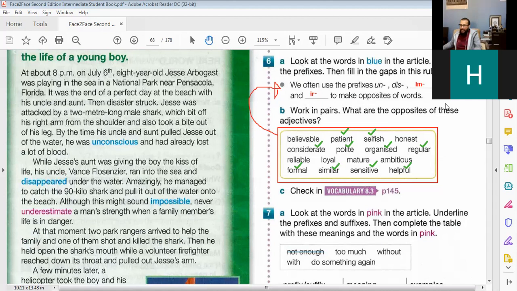Honest. Dishonest. Correct. Yeah, you're right. Dishonest is yes. We only have reliable. Three left. Yeah, reliable. What's the opposite? Unreliable. Not quite. Unreliable. There you are. Unreliable. Correct.